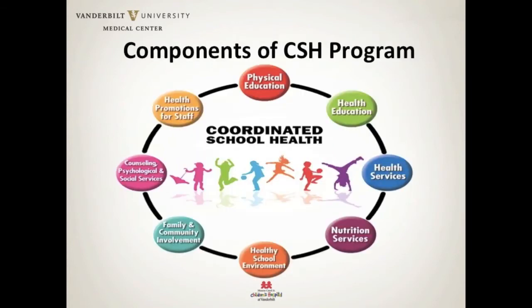Coordinated school health really is a systematic approach to addressing issues of student and faculty health and wellness. Unlike your basic school health programming, coordinated school health is comprised of 8 interrelated and equally vital components.